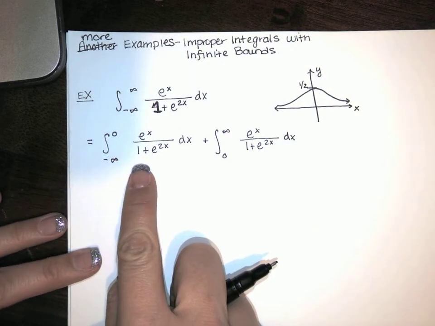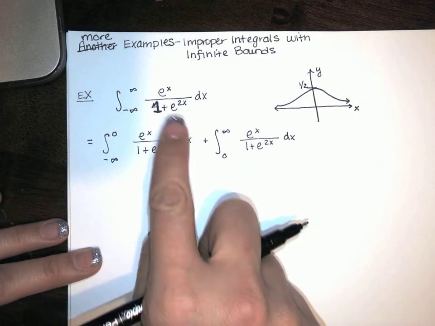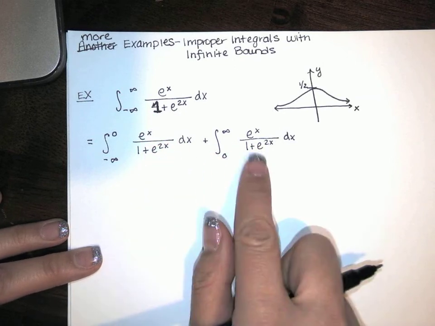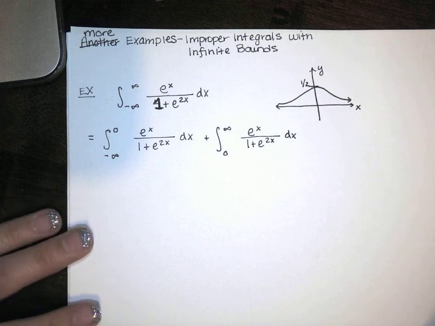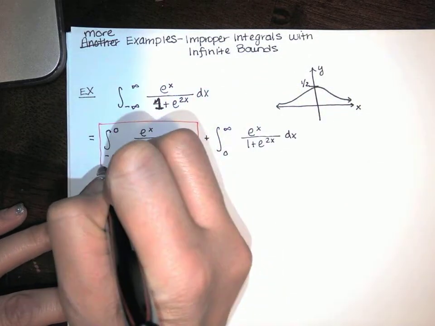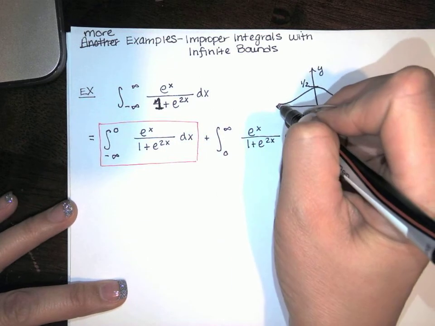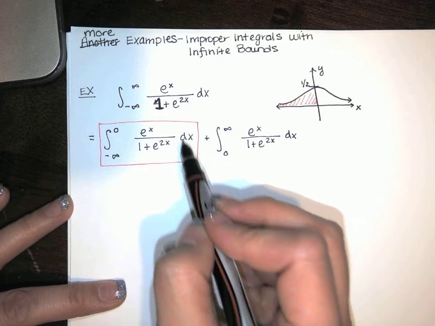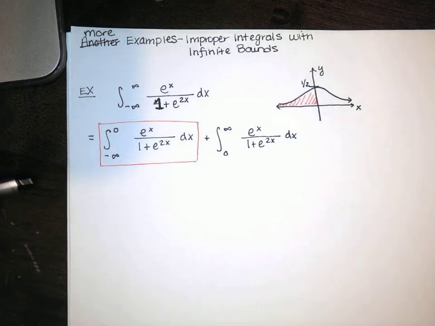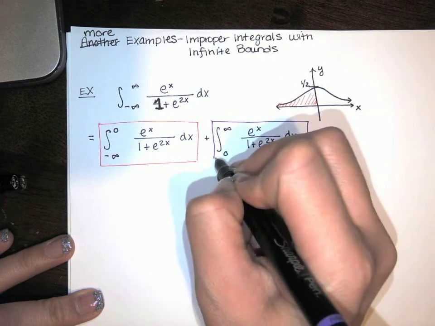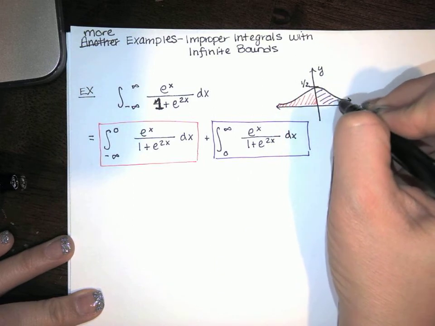Alright, if this one converges, and this one converges, then the whole thing converges, and it converges to this plus this. If one of these diverges, then the whole thing diverges. So this first one right here is going to give us a sense of the area on the left. So we're looking at the area from negative infinity to 0. We want to know if that's finite or not. And then this one will give us a sense of the area on the right. We want to know if that's finite or not.